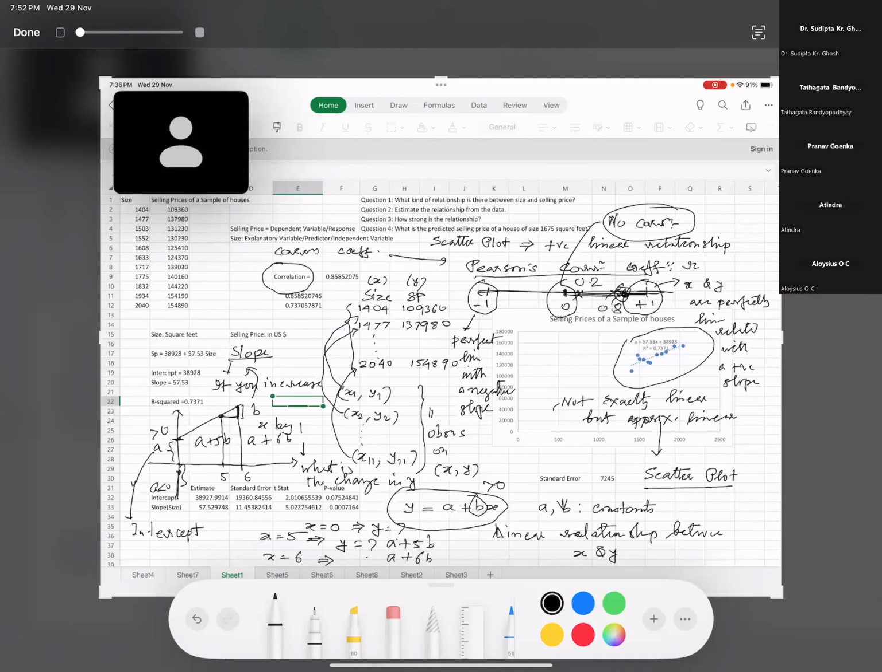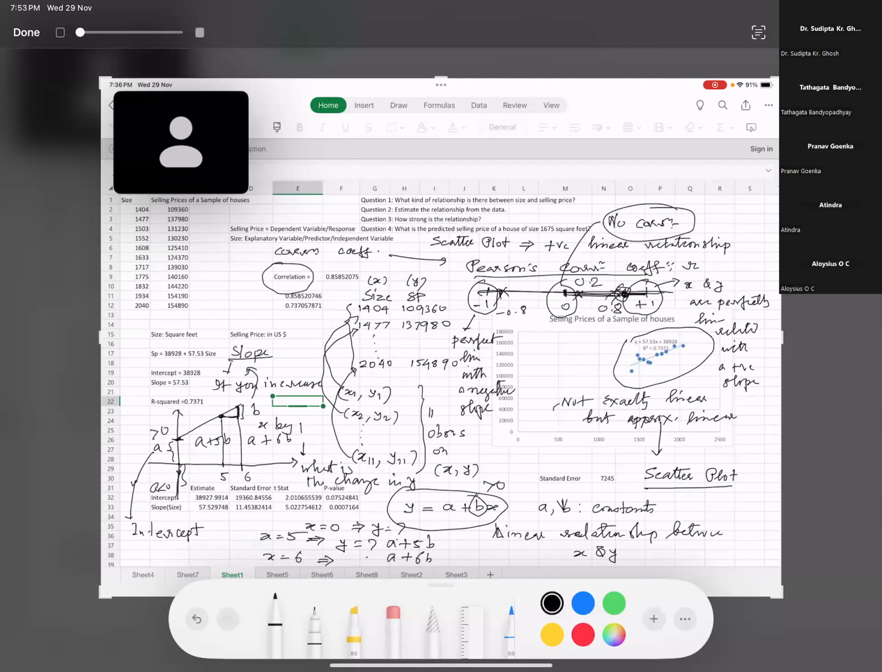But of course, in both these cases, I would say the correlation is positive. That means as X increases, the Y tends to increase. That means as the independent variable increases, the dependent variable tends to increase. In case it is minus 0.8, again, it is a strong correlation, but in the negative direction. That means as the independent variable increases, the value of the dependent variable tends to decrease, but the relationship is very strong. And similarly, if it is minus 0.2, that means there is a negative correlation, but the relationship is weak.